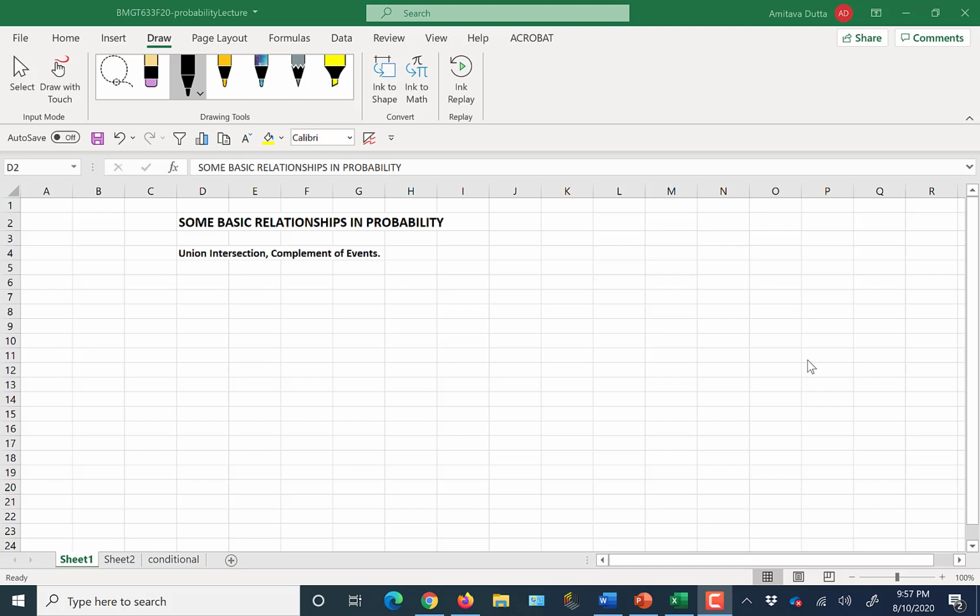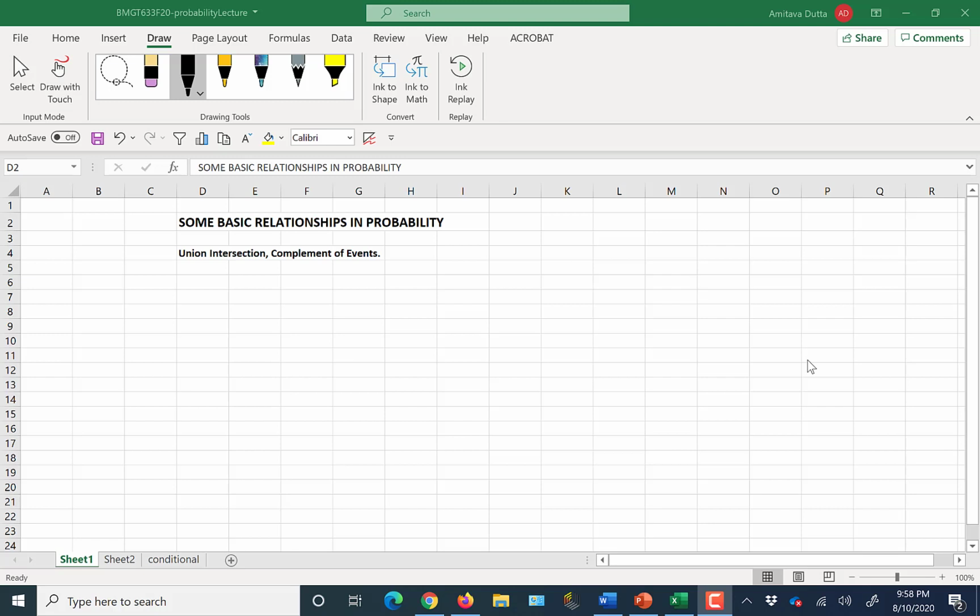In this tutorial, we'll take a look at some basic relationships in probability. In a prior video, you have been introduced to the concepts of what's an experiment, what's an outcome, what's a sample space, what's an event. So those concepts should be clear by now, but now we are going to build up on those concepts into slightly more advanced ones.